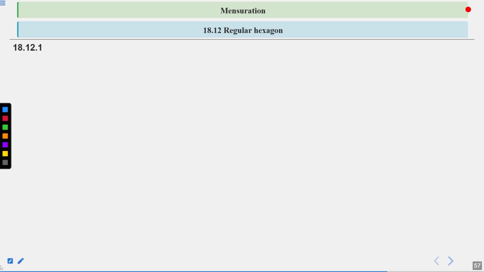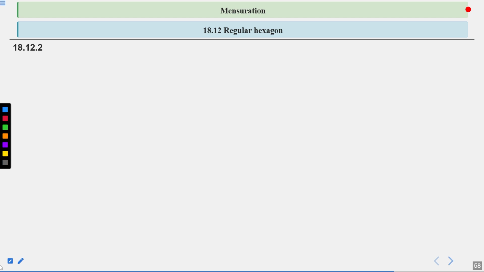Next one is in regular polygon, 18.12.1. This is the diagram of a regular hexagon. The area of the regular hexagon is 3 root 3 by 2 multiplying by side square, or if the side is a, we can say a square.